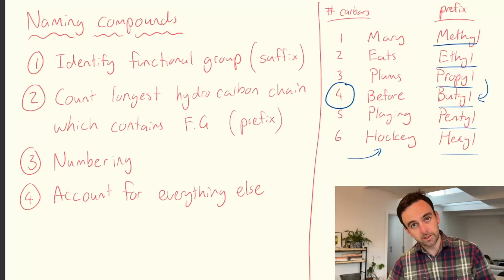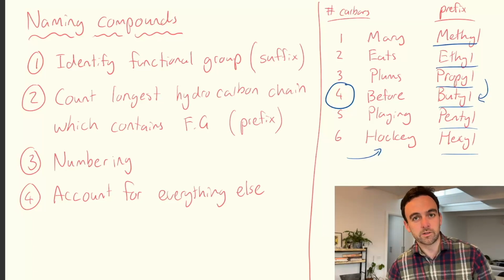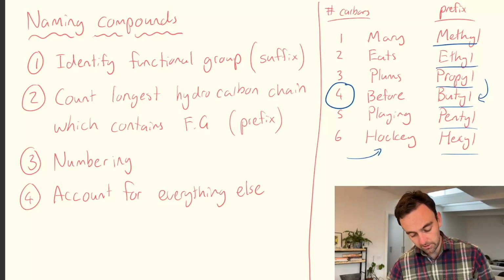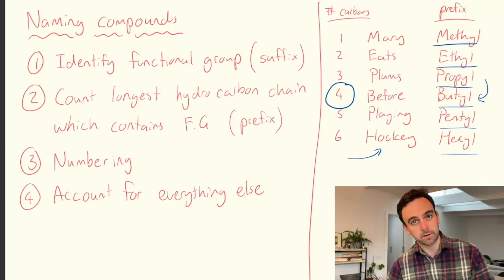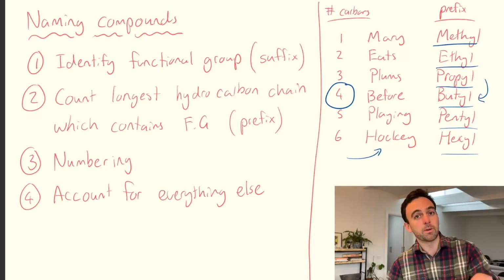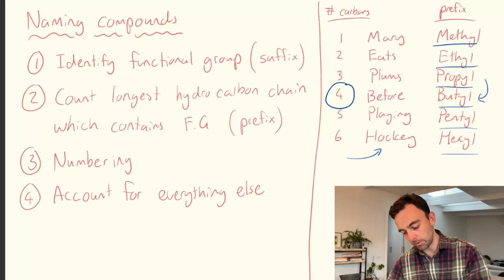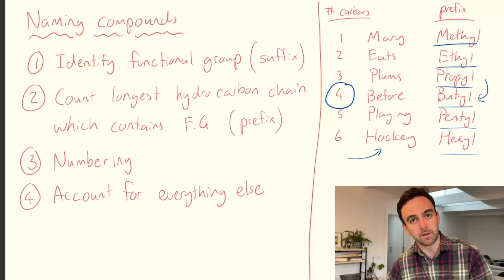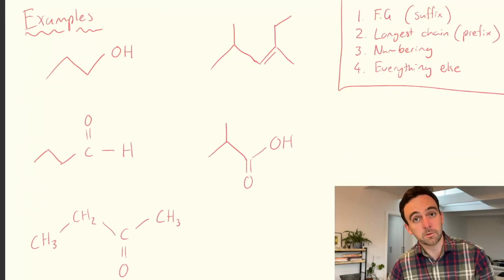So there's numbering, and I'll go through that. That'll be far easier with the examples, so just don't worry about that one too much now. And then you have to account for everything else. So again, I'll do that with the examples, but essentially, if you have the longest chain, there might be extra parts hanging off that chain, which we need to include in the naming of our compound. And that will be using those prefixes again, but it'll make more sense when we do the examples on the next page.